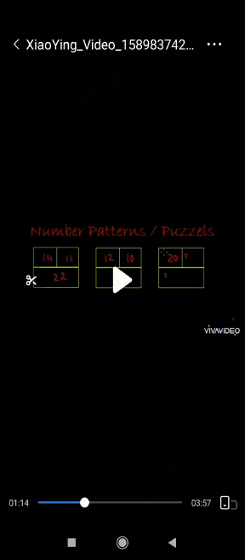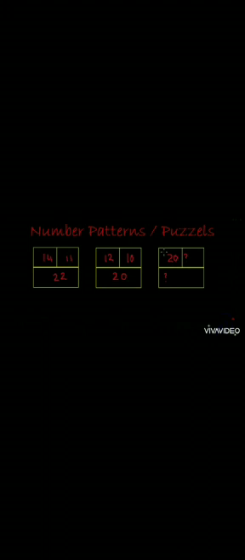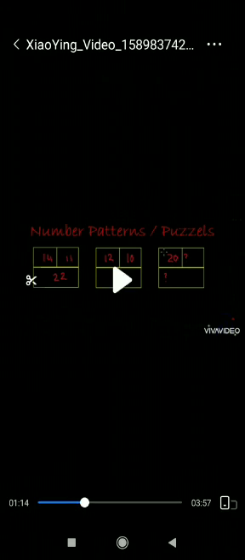Okay, so in the first one, in the top left corner we have 14. We have to find out the relation between 14 and the rest of the two numbers, 22 and 11. What relation is there between 14 and 22, and 14 and 11, or maybe 22 and 11? Like we can add them, multiply them, divide them, or subtract them, or we can just double it to find the number. What logic is there?